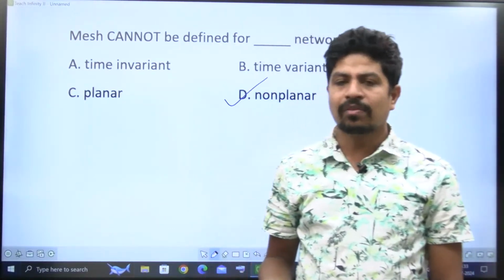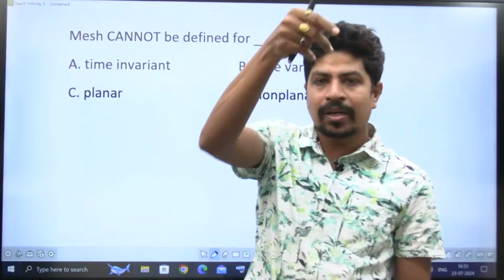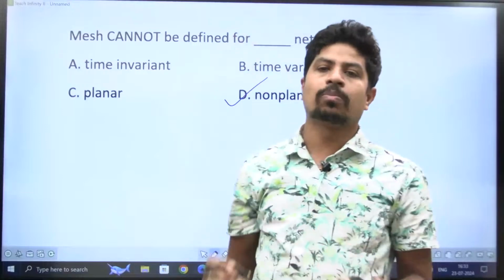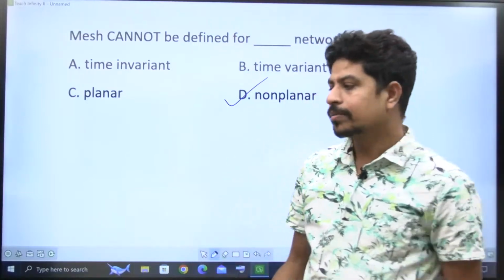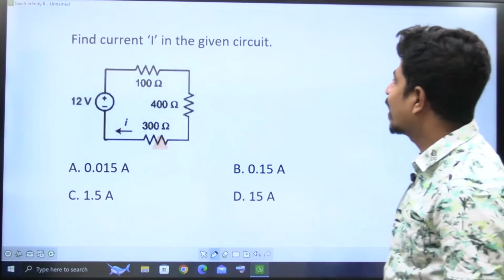Why? If you want the reason, you can think. Suppose there is some element in a 3D plane. So with that, many meshes are going to be possible, which is wrong, right? Option is D. Next, find the current I in the given circuit.